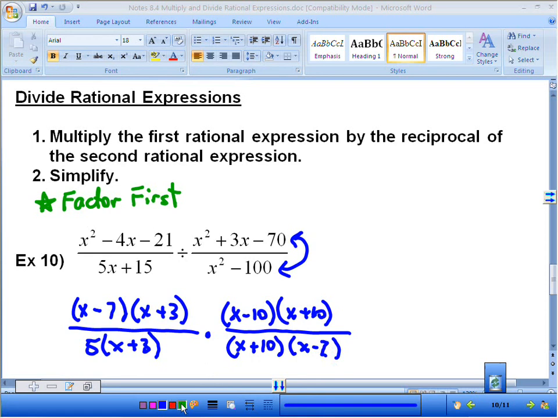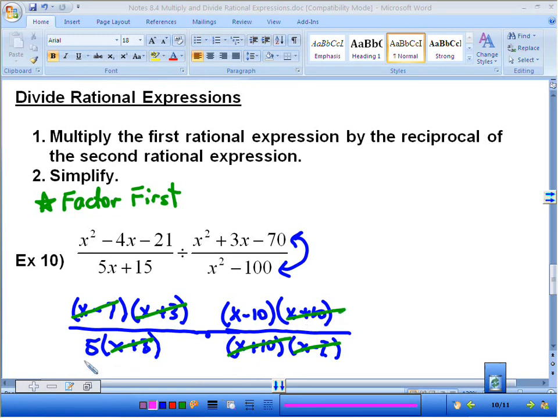Now let's see if we can divide. These are all multiplied across. And now we can see if we can divide top to bottom. I see that I have an x minus 7 on top here and an x minus 7 here. I have an x plus 3 here and an x plus 3 on the bottom here. I have an x plus 10 here and an x plus 10 on the bottom here.